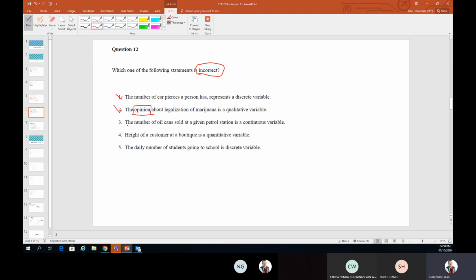Okay, let's look at the next one. The number of oil cans sold at a given petrol station is a continuous variable. What would you guys say about that one?